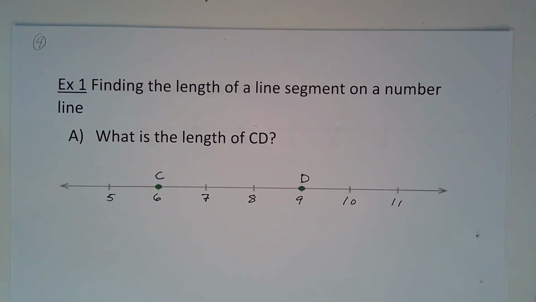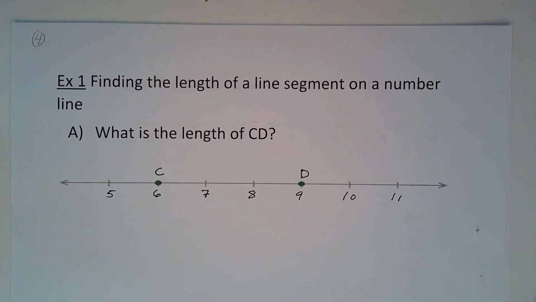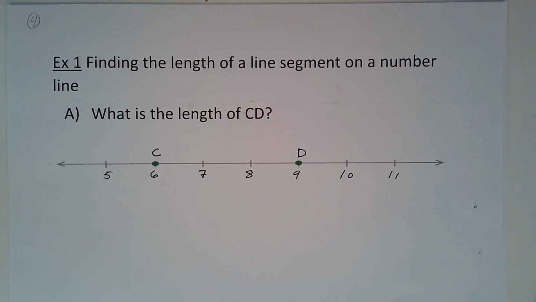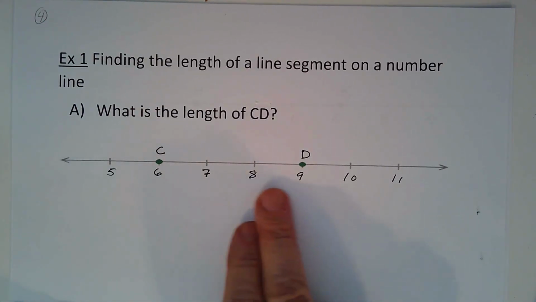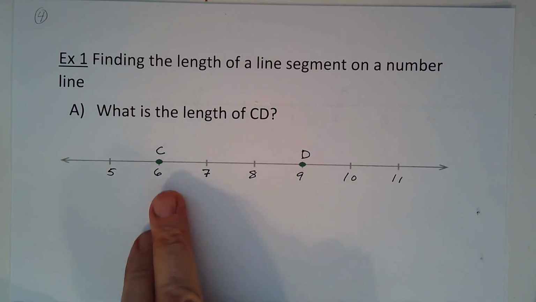Now we're going to go over to example 1, and so this is an example that has to do with the very first IXL skill. So that's skill B2, solving for the length of a line segment on a number line. So here you see a number line, and it wants to know what the length of CD is. So if you look at your number line here, you can see it has numbers, and you can see you have C and D.